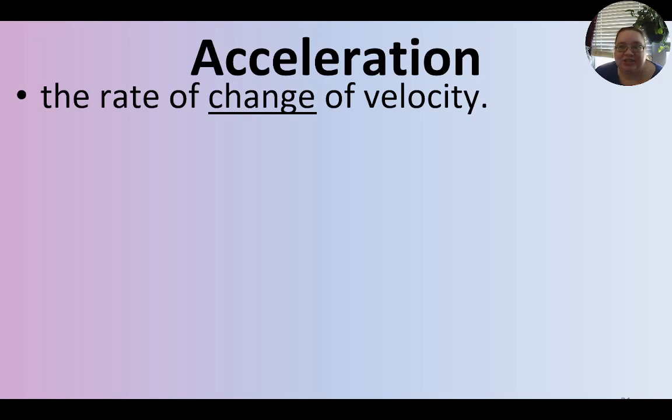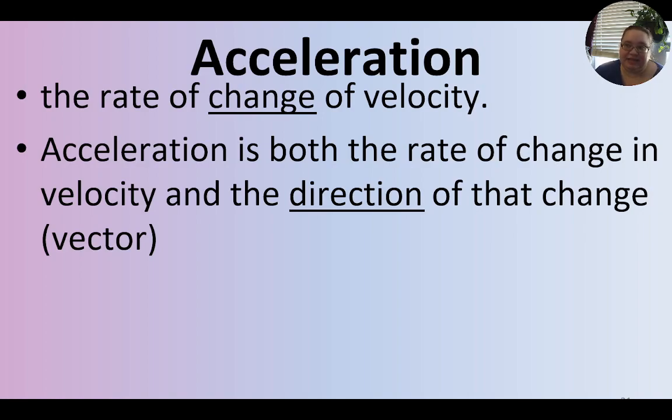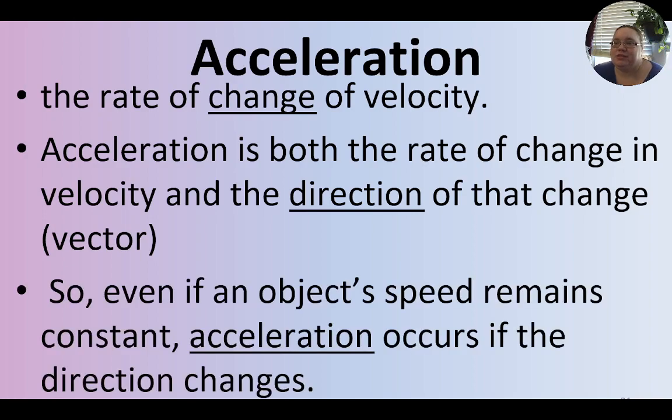Acceleration is a change of velocity. So acceleration is a rate of change in velocity. Acceleration is both a rate of change in velocity and can also be in the direction that the velocity changes. So it is a vector measurement. So it means that if an object's speed stays the same, but its direction changes, we consider it to be accelerating. So you can have changes in acceleration one of three ways. You can speed up, you can slow down, or you can go around a curve.